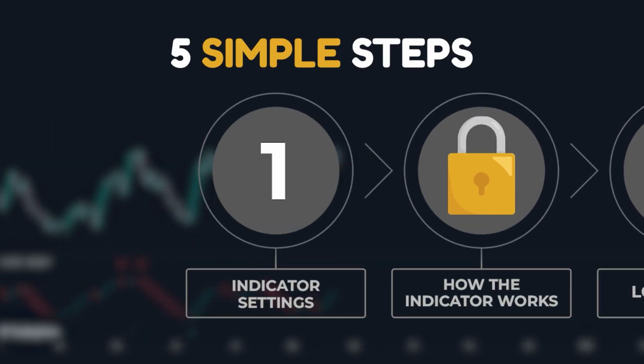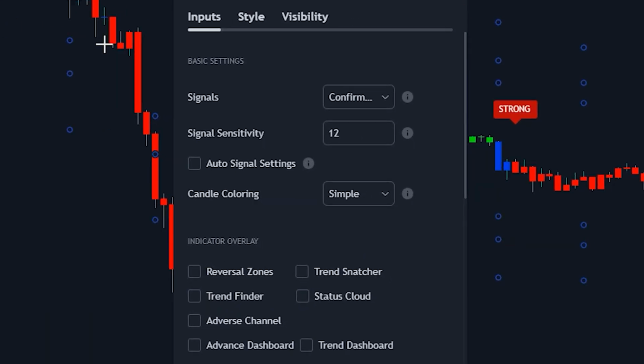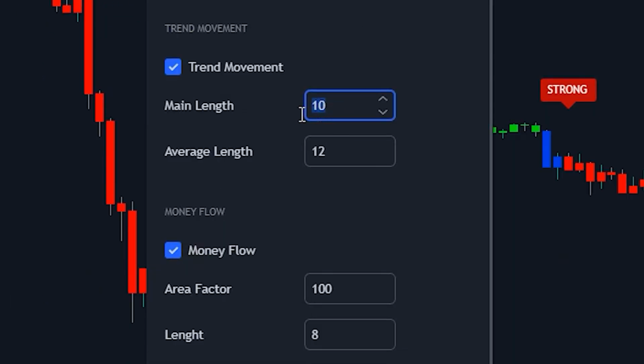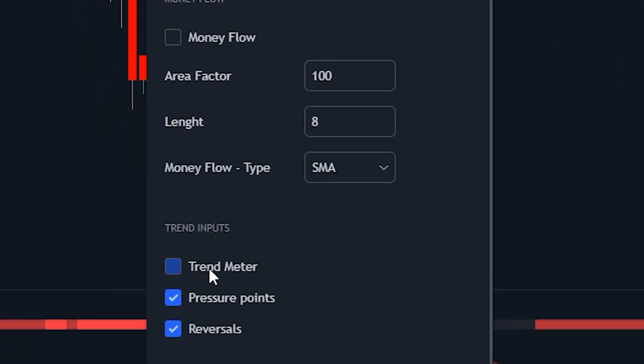What specific settings must you set for the indicators? Open the signals and overlays and set the signals to confirmation signals. Keep all the settings at default. Now open the oscillator settings and set the main length to 8 and the average length to 10. Then scroll down to disable the money flow and trend meter.